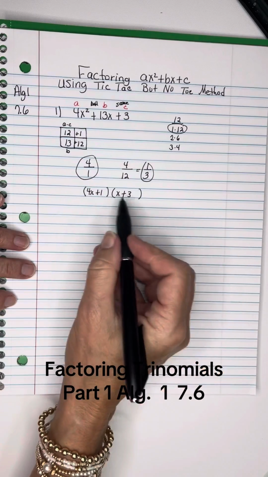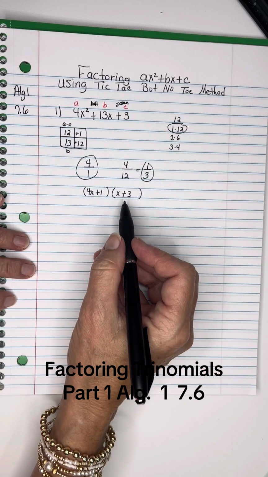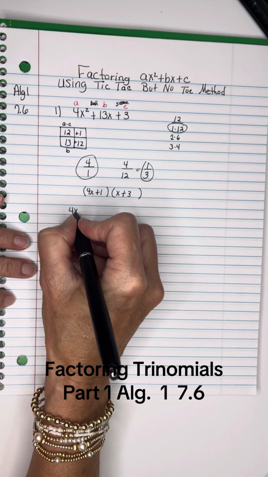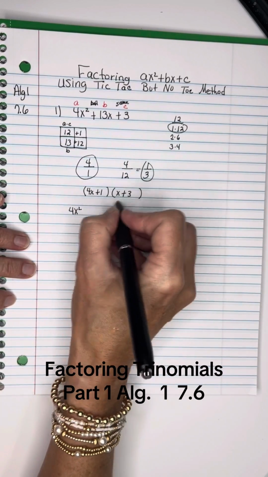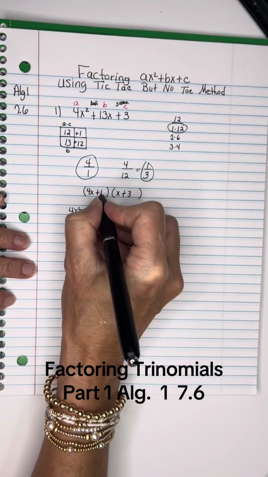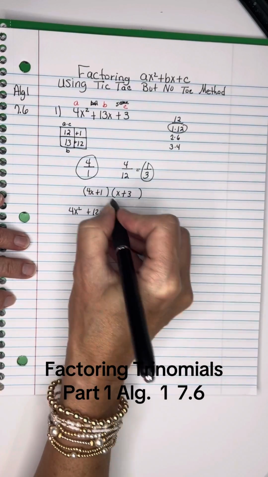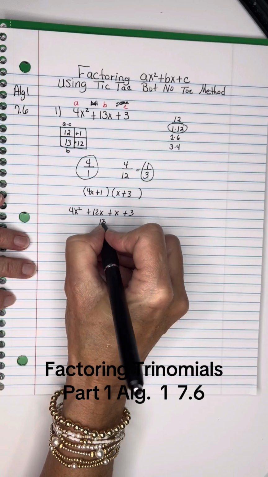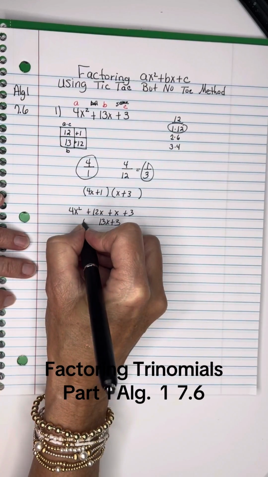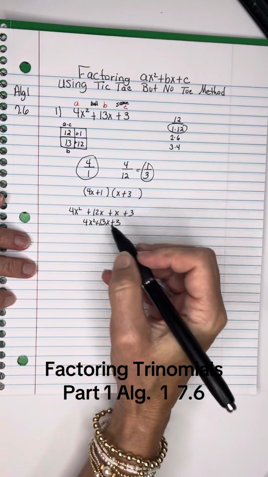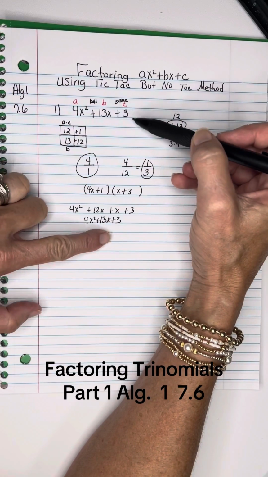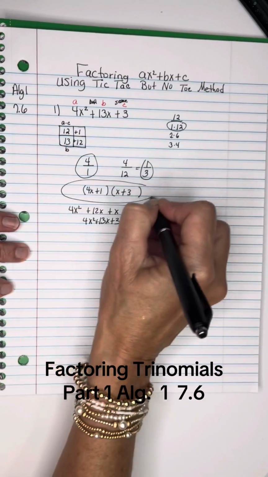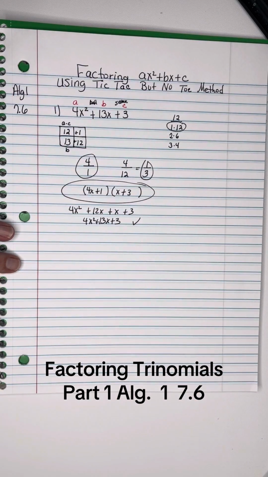Okay, now just to test yourself to make sure, hey, am I correct? We have to go back and FOIL it. So the first terms are 4x squared. The outside terms are 12x. The inside terms are 1x. And the last terms are 3. 12x plus x is 13x. So go back and look. Did I have 4x squared plus 13x plus 3? I did. So the correct answer is right here. Tic tac but no toe.